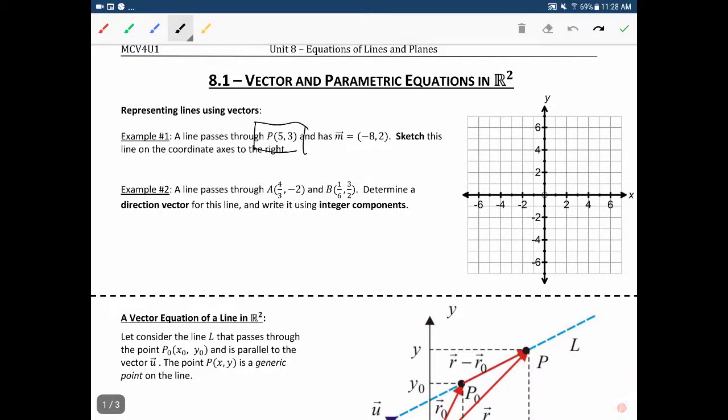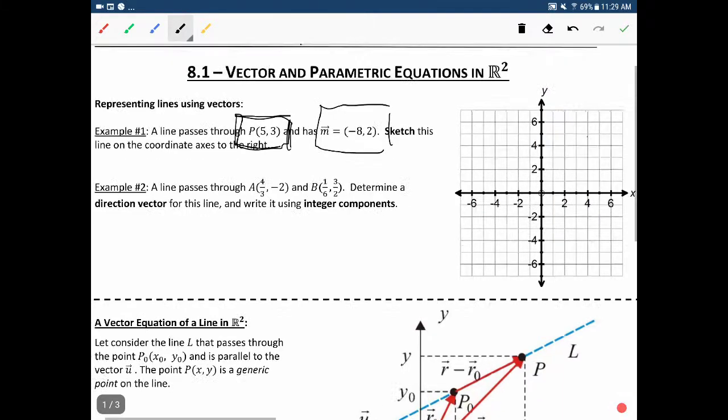Hey guys, today we're going to take a look at vector and parametric equations in 2D. So first of all, the idea here is we are going to be given a point. We're going to start with a point, and we're going to have a vector. And this vector is going to be what we call our direction vector. This is going to tell us where we go.